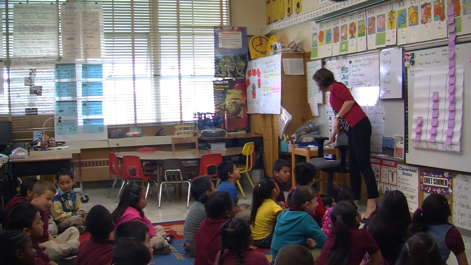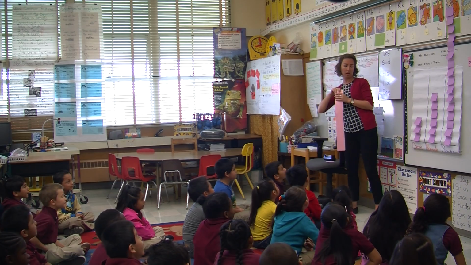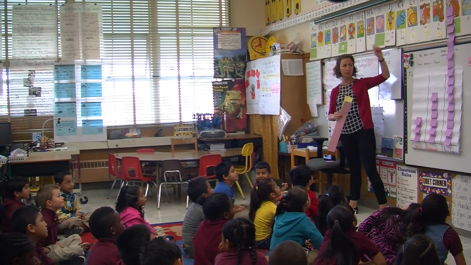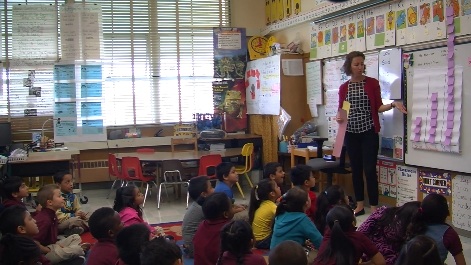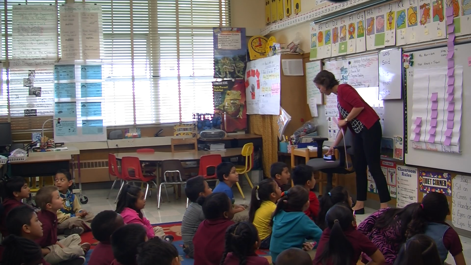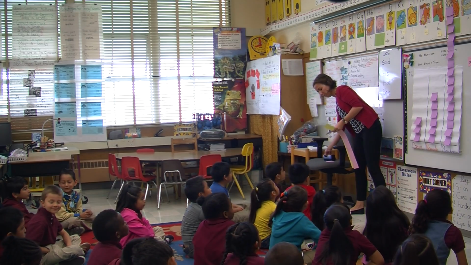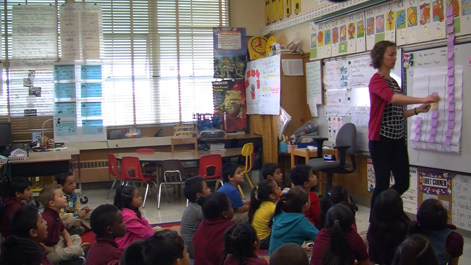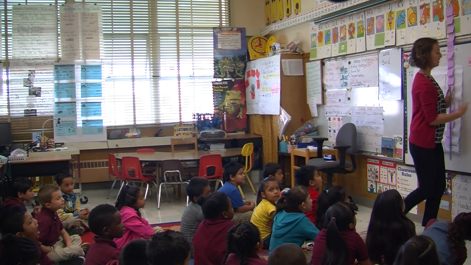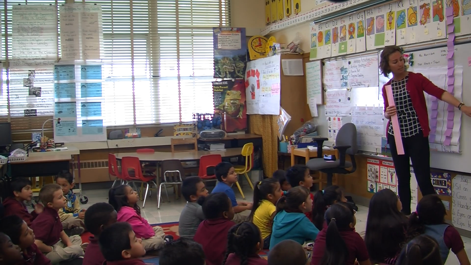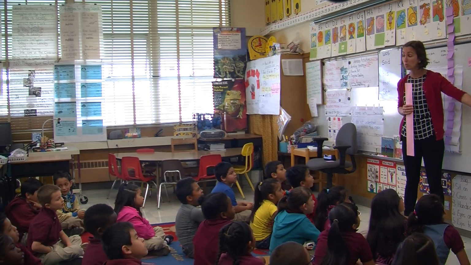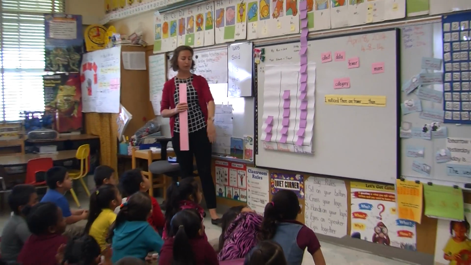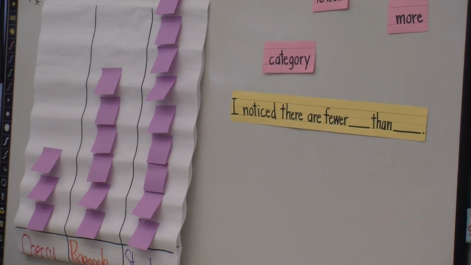Alright. So I have some sentence frames to help us talk about our graph, because now that we've collected all of our data, vocabulary words, collect and data, I'm curious. So I want to hear us talk about our graph. Categories. So we have categories, that's correct. So this one says, I noticed there are fewer blank than blank. What do you notice there are fewer? Can we use our sentence frame, please? Yes, sir, in the back.